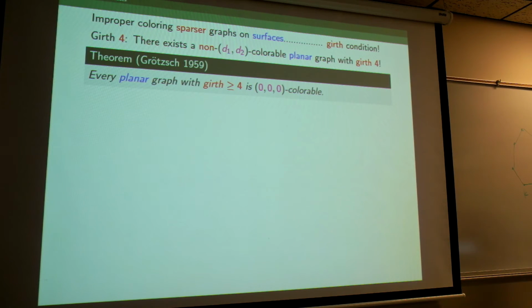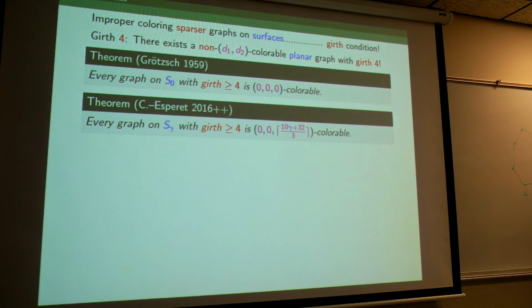We know that they're 3-colorable. So they're (0, 0, 0)-colorable, and we generalize this. How do we generalize it? We say, if you're a triangle-free graph on some surface with Euler genus gamma, we do the same thing. We can partition into 3 parts. First 2 are 0, 0, and the last part, this dependency on gamma is linear.